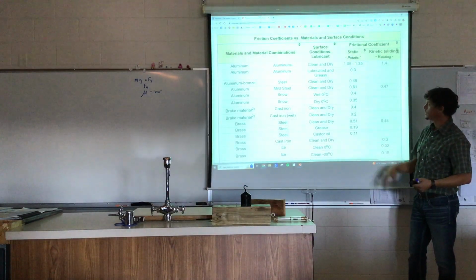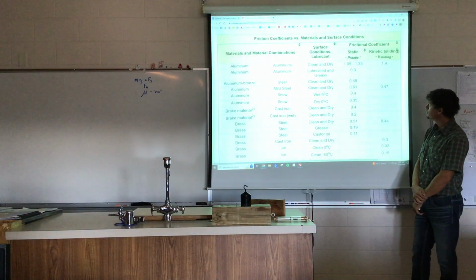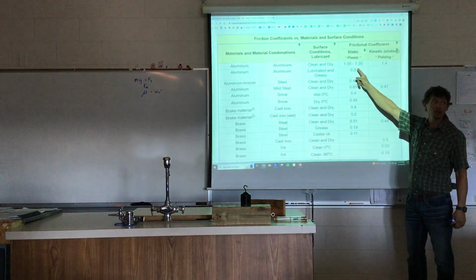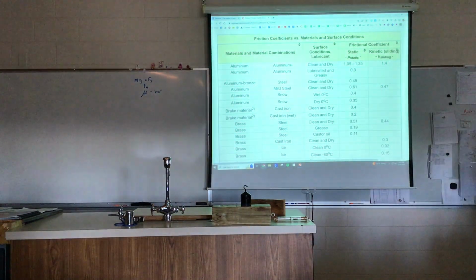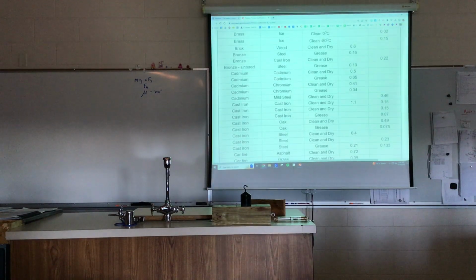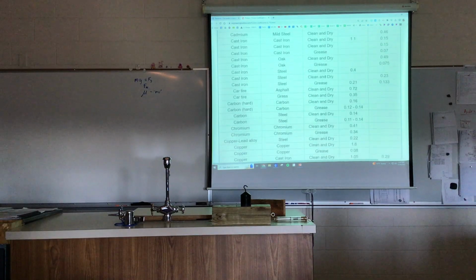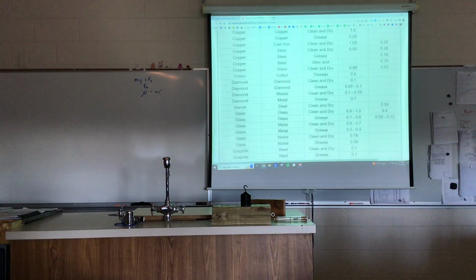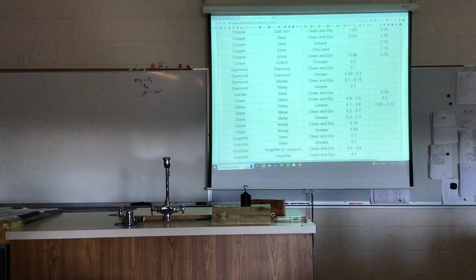Anybody see anything else interesting on here? Aluminum on aluminum, pretty high mu value, huh? All right, let's take a look at some more. It's a whole table. You can look up all kinds of things on this. We've got diamonds on there. Here's an interesting one. Let's take a look at this.